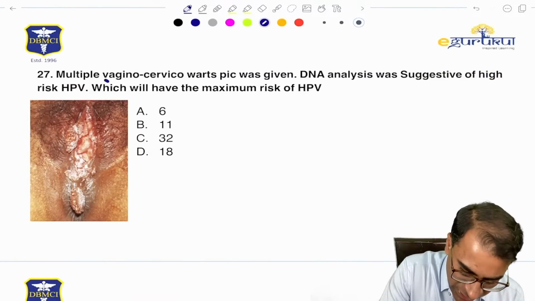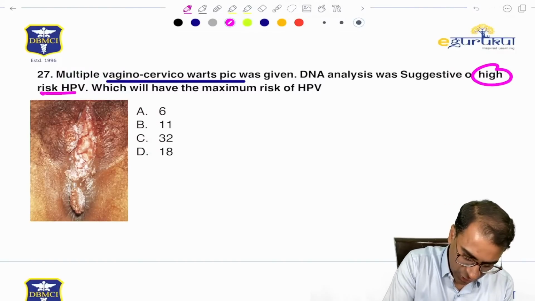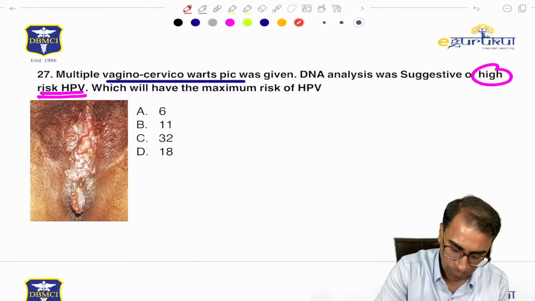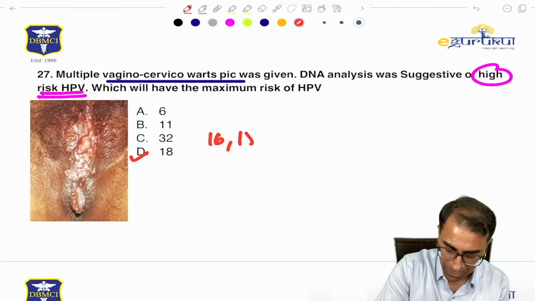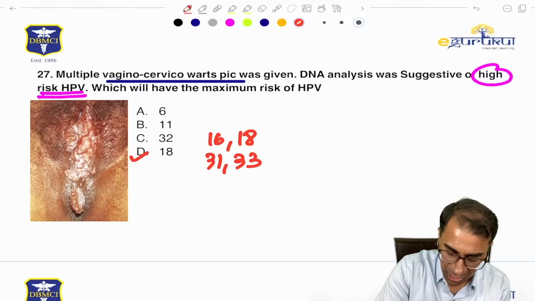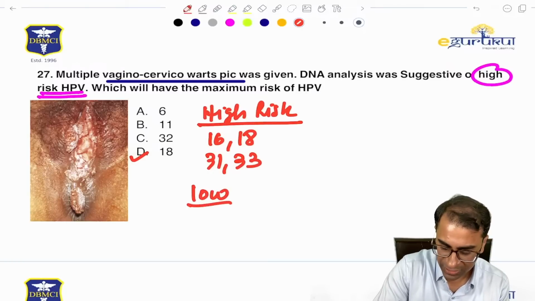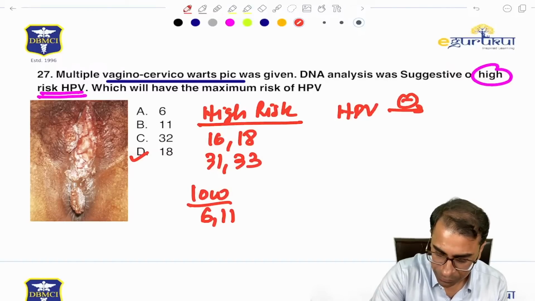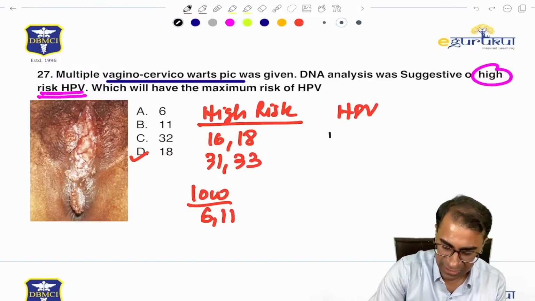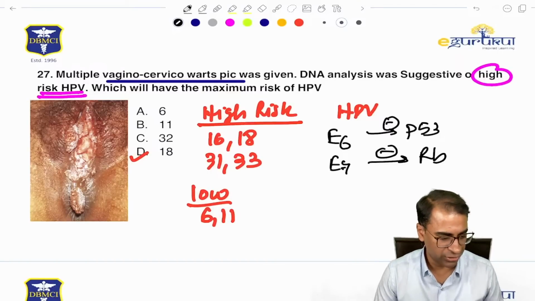A vagino-cervical wart was given, and now asking you about high risk HPV. When you have high risk HPV, it's both 16 and 18. Because 16 is not in the options, you have to go with 18. 16, 18, 31, 33 are the high risk human papillomavirus, and the low risk are 6 and 11. Remember, HPV inhibits through two proteins: E6 and E7. E6 inhibits the p53 gene, and E7 inhibits the retinoblastoma gene.